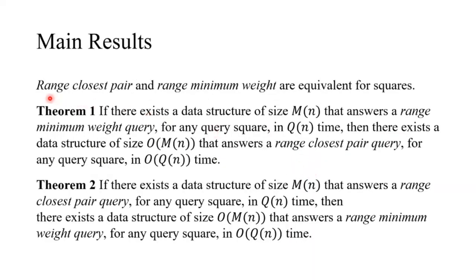So here are the main results of our submission. We show that the range closest pair problem and the range minimum weight problem are equivalent for squares. So Theorem 1 states that if there exists a data structure of size m of n that answers a range minimum weight query for any query square in q of n time, then there exists a data structure with big O of the same size and the same query time that answers a range closest pair query. And Theorem 2 is just the converse, which shows that range minimum weight queries reduce to range closest pair queries.